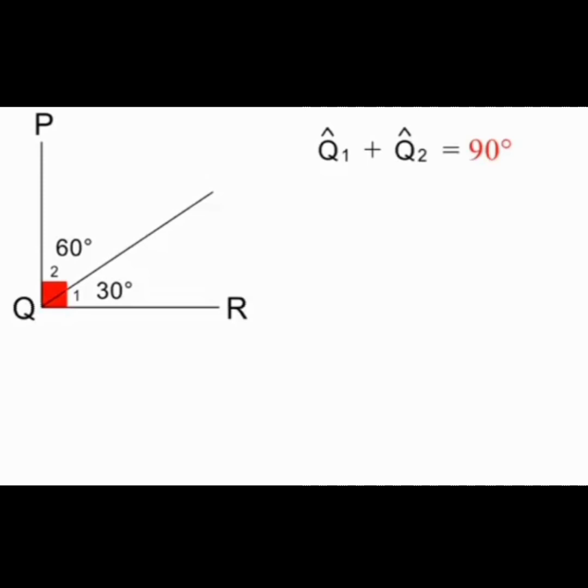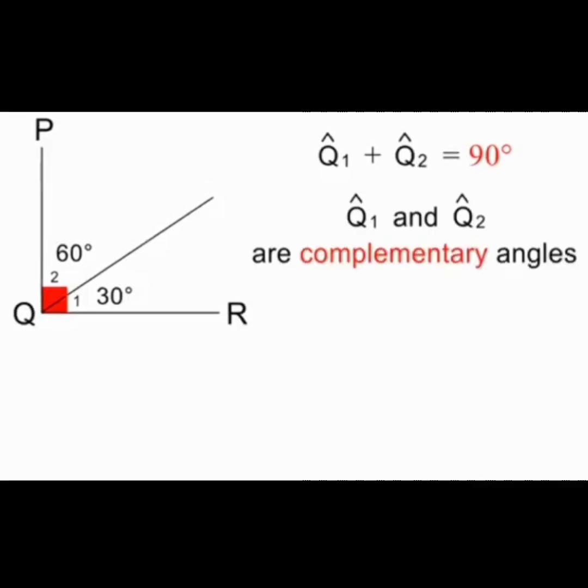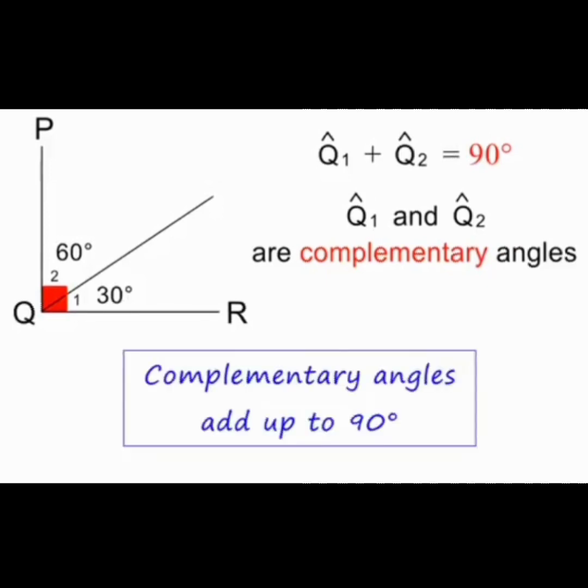This means that if we add these two angles, the answer will be 90 degrees. Whenever angles add up to 90 degrees, we say that they are complementary angles. So remember, complementary angles add up to 90 degrees. Please pause if you need to.